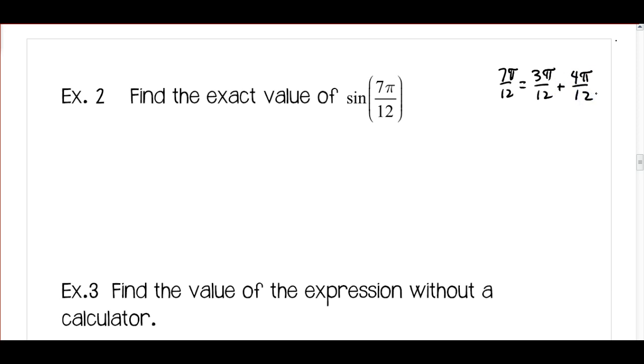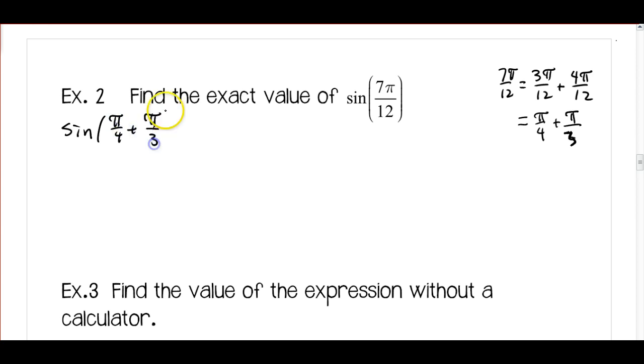Now, there's other ways to break up 7. We could have done 1 and 6. We could have done 2 and 5. But when we use 3 and 4, the reason that I like these is because now 3 pi over 12 is going to reduce to pi over 4, and 4 pi over 12 is going to reduce to pi over 3. Okay, so now the sine of 7 pi over 12 becomes the sine of pi over 4 plus pi over 3.